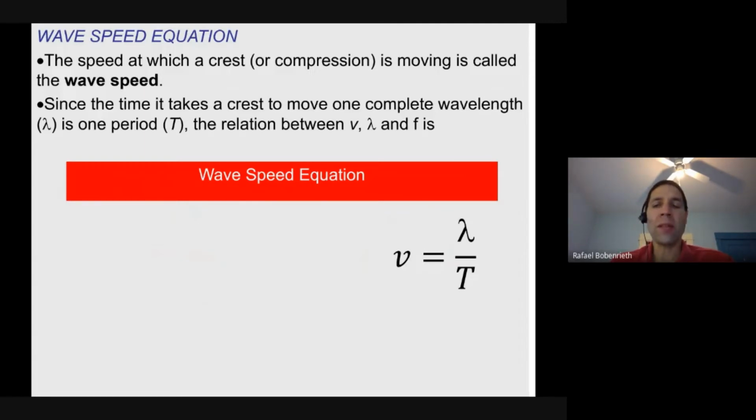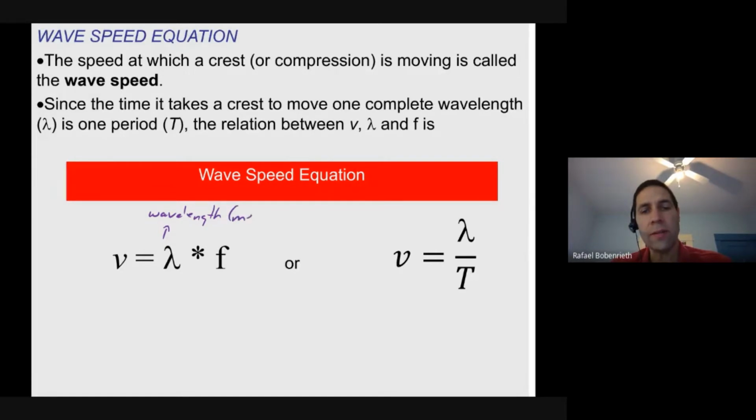I'm going to tell you that the more useful way to think about this is here on the left. We know that period and frequency are inversely related, right? So I can substitute 1 over frequency for the period. And if I do, the wave speed equation looks like this: the speed of a wave is equal to the wavelength of the wave, measured in meters, usually meters, doesn't have to be, times the frequency, measured in hertz.